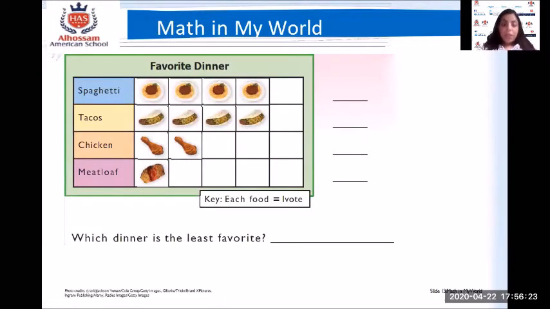All right. And this is the favorite dinner survey. Remember that you have to look at the key. Each food equals 1 vote. So here we have spaghetti, tacos, chicken, and meatloaf. How many votes here? By the number of the pictures. Spaghetti, 4. And for tacos, 4. And for chicken, 2. Meatloaf, 1. All right, which dinner is the least favorite? The one which got 1 vote, right? Which is meatloaf.